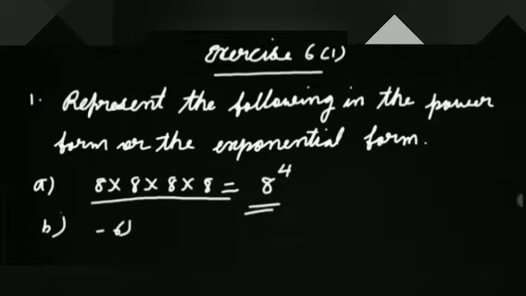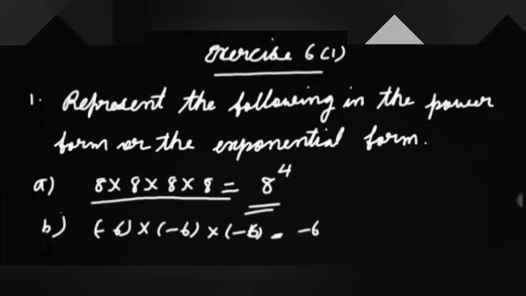Minus 6 into minus 6 into minus 6. What is the answer? Here which is the base? The number which is being multiplied is called the base. Yes, very good. Minus 6 is the base. Do we need to put this inside the bracket? Yes, of course. Negative integers have to be written inside the bracket, isn't it? Yesterday we discussed that.